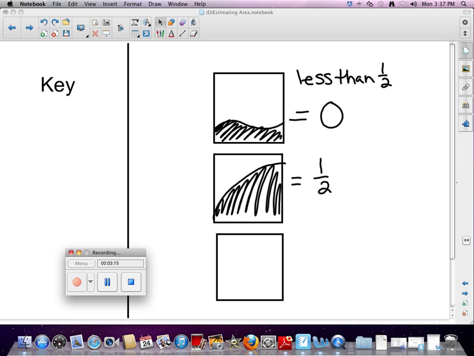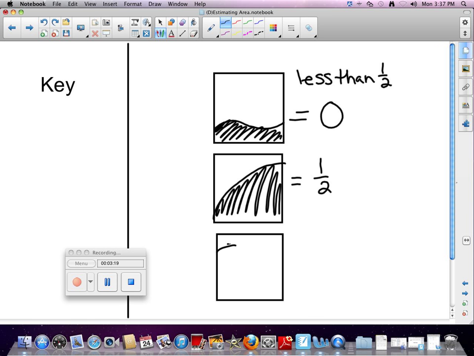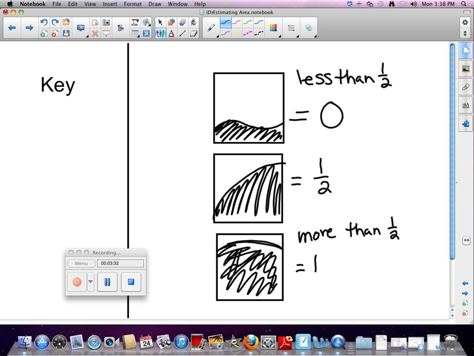What happens if we have something that's 3/4 of the way filled in? So more than 1/2. Anything that is more than 1/2, we are going to count as 1. The reason is because if it's more than 1/2, then this piece up here that was less than 1/2 would equal out and color that whole thing in. So that's how we get our 1.